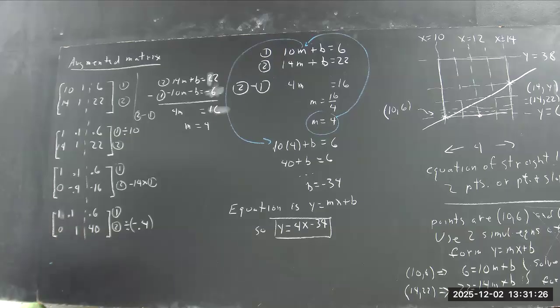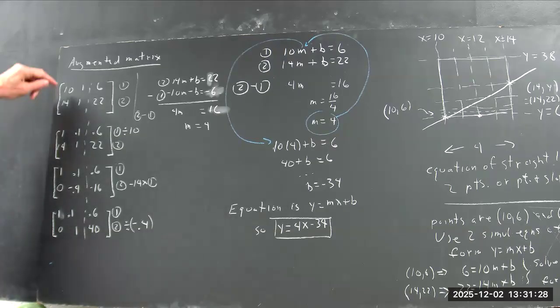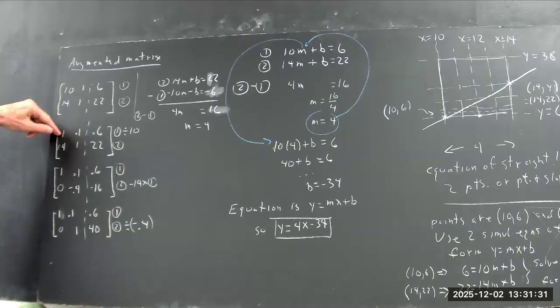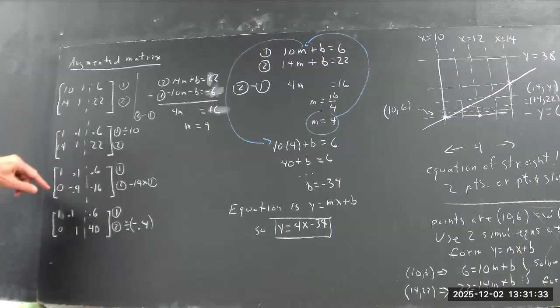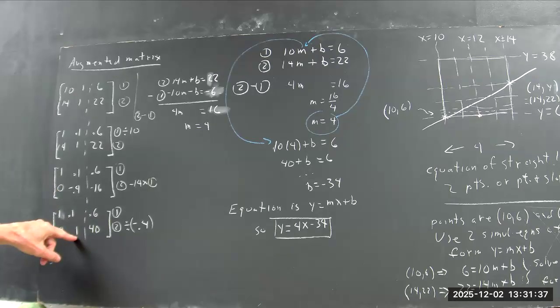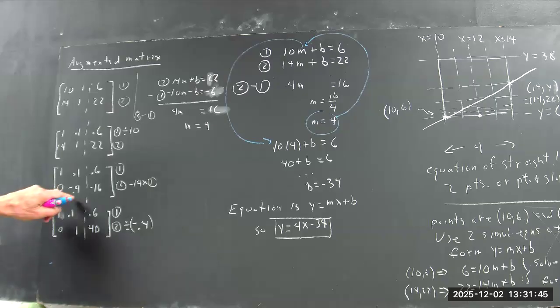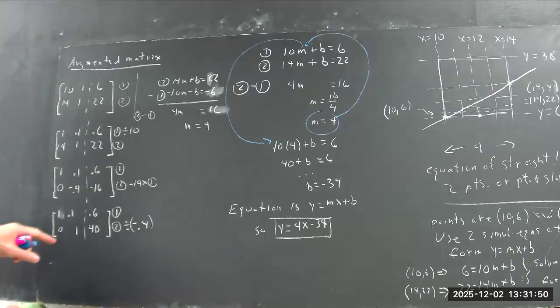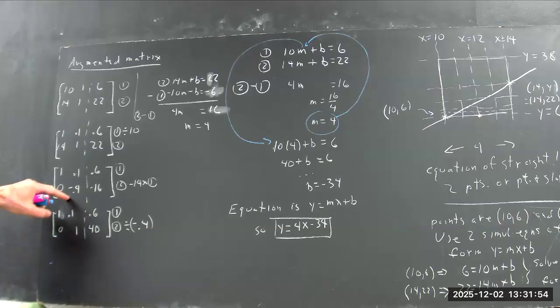So again, we see the process. We want to get a 1 in this position, then we want to get a 0 in this position, and then we want to get a 1 in this position, without messing with the 1 and the 0 we already have. Okay? And that's easy in this case. We just divide by whatever this number is. And then we subtract 1/10 of this row from this row.